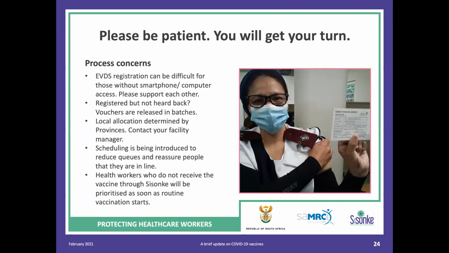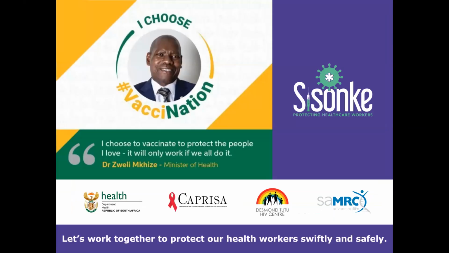You will receive a vaccine card as the lady is holding up, and eventually there'll be a vaccine passport, which will be linked to your passport for travel and other necessary situations. Overall, we thank Minister Nkize and the Department of Health for working with us.